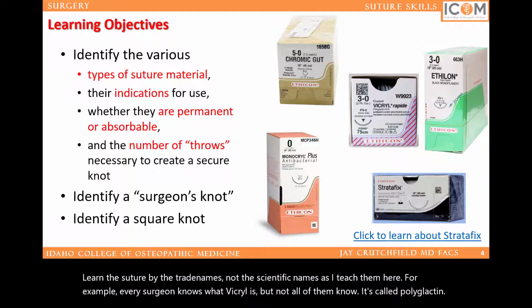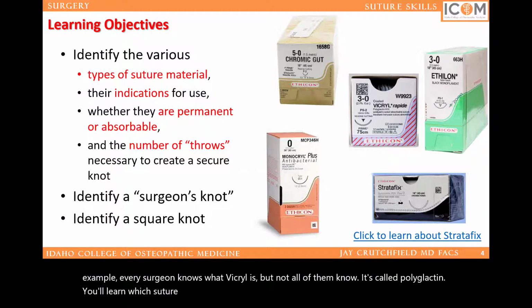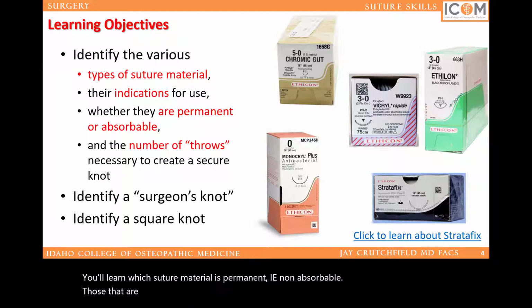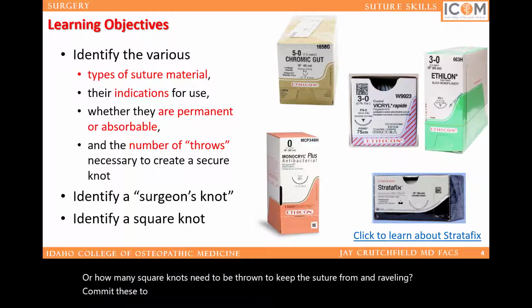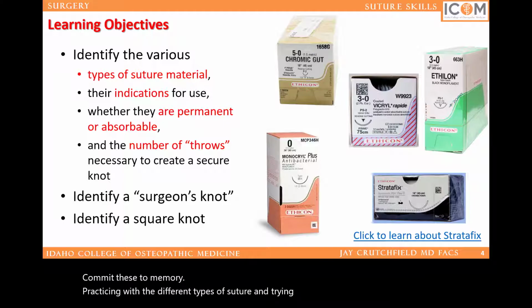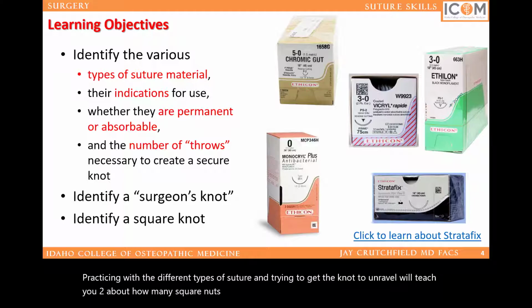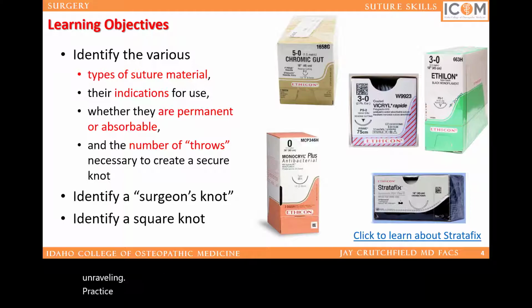You'll learn which suture material is permanent, i.e. non-absorbable, those that are absorbable, or how many square knots need to be thrown to keep the suture from unraveling. Commit these to memory. Practicing with the different types of suture and trying to get the knot to unravel will teach you too about how many square knots are needed to be thrown to keep the stitch from unraveling. Practice, practice, practice, and then practice some more.